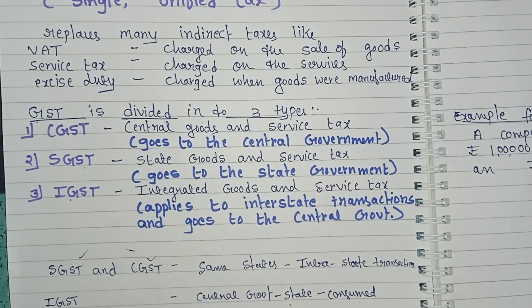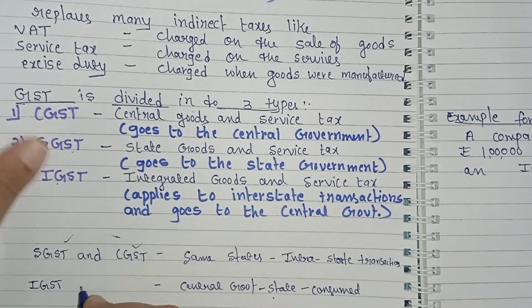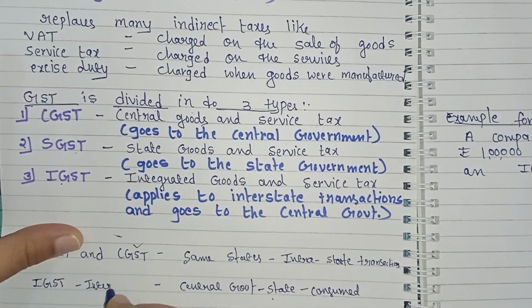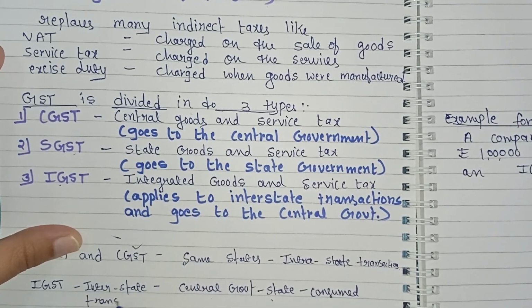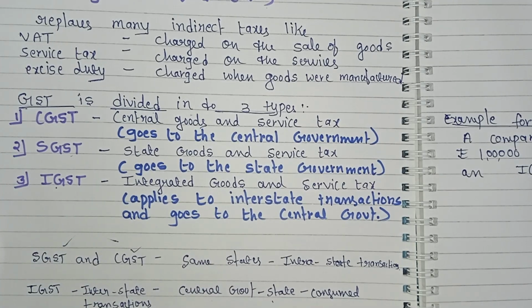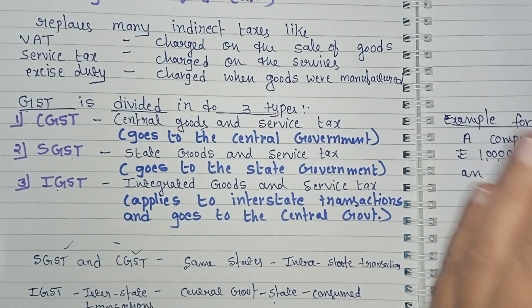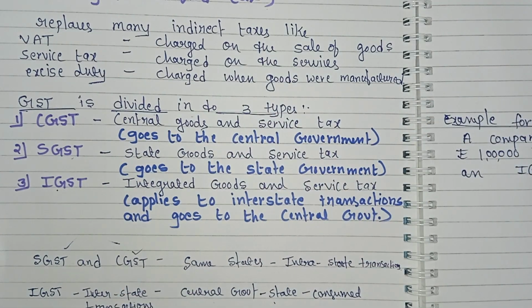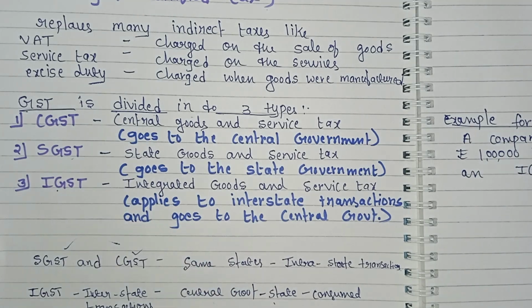Interstate transactions come under IGST. What does that mean? This applies when the supplier and the recipient of goods or services are located in different states, not the same state. If they are located in different states, then IGST is applicable.